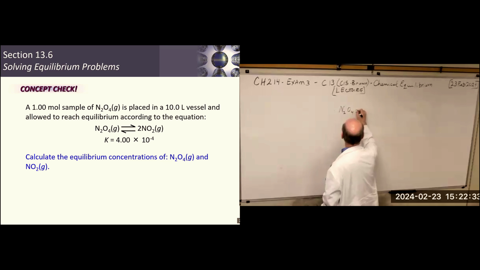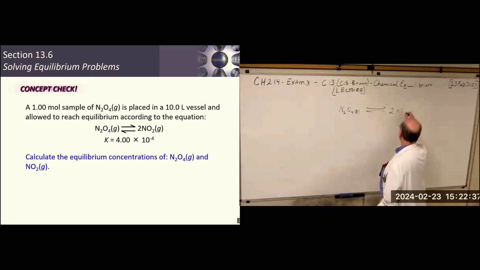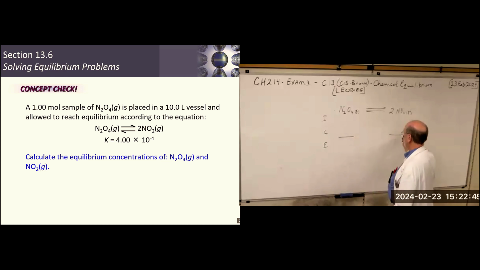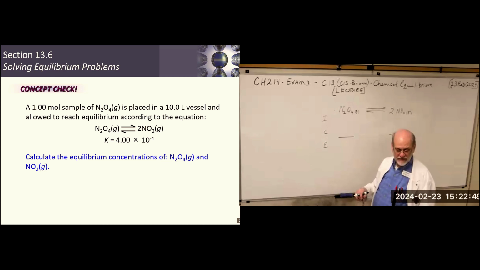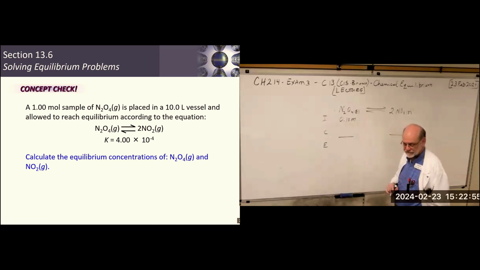N2O4 gas is in equilibrium with 2 NO2 gas. We have initial, change, equilibrium. All right. 1 mole sample in 10-liter vessel. So the concentration is 0.1 molar. And there's nothing here. So we know it's moving to the right.